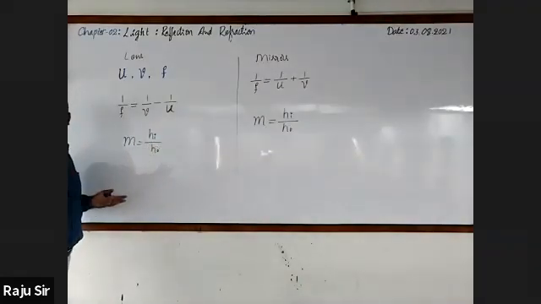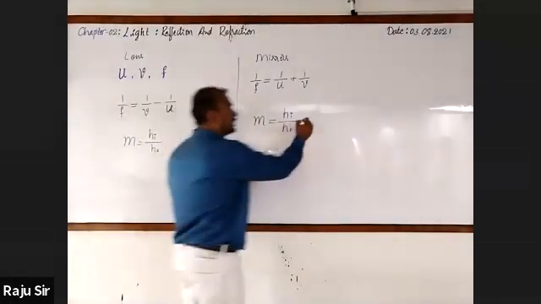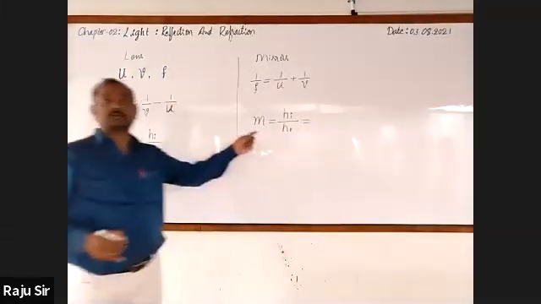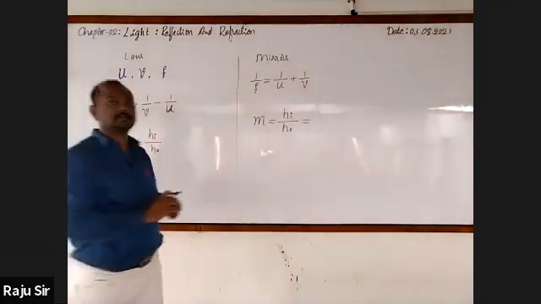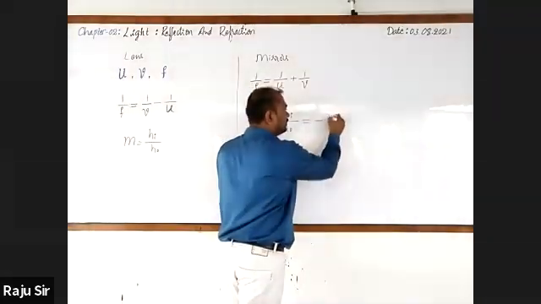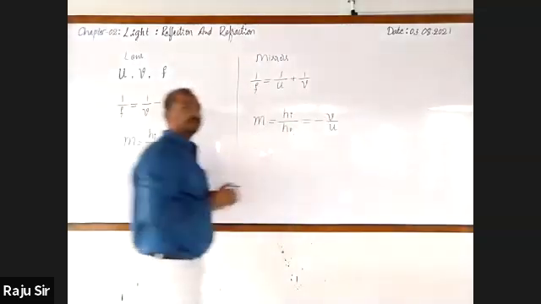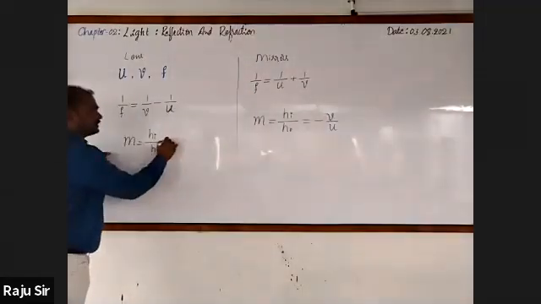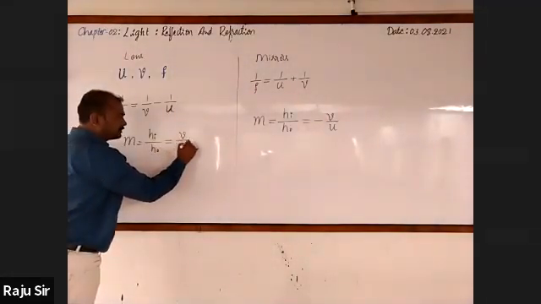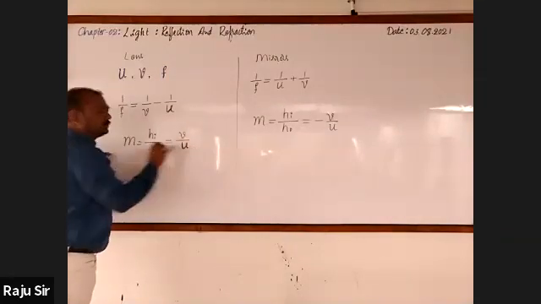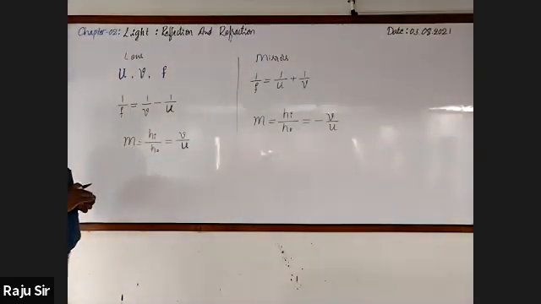Because it is a comparison between object and image, it can also be expressed in terms of object distance and image distance. For a mirror, it is minus v by u. In the case of a lens, it is v by u. Exactly.